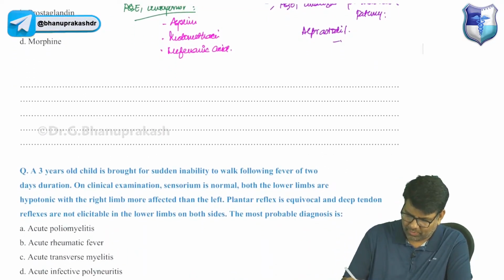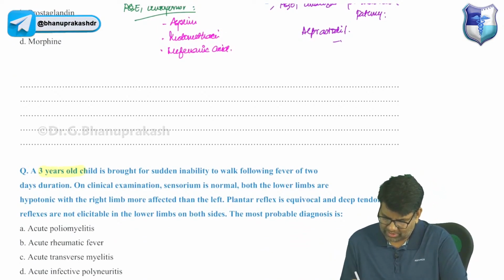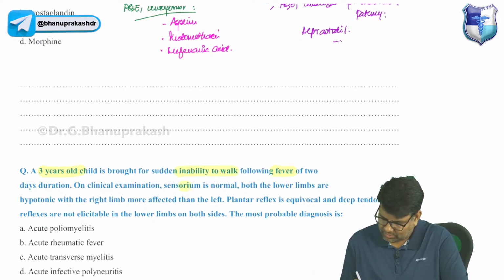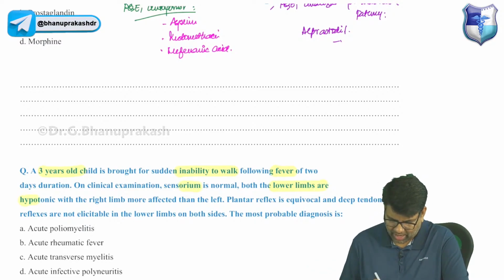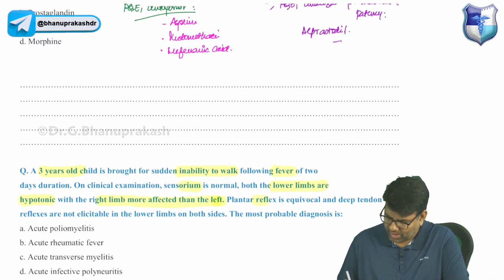Now, next question. A 3-year-old child is brought with sudden inability to walk following fever of 2 days duration. Sensorium is okay. Lower limbs are hypotonic, and this is asymmetric, with the right lower limb affected more than the left. Plantar reflex is absent, and knee jerk and ankle jerk are not elicitable on both sides. What can be the diagnosis here?